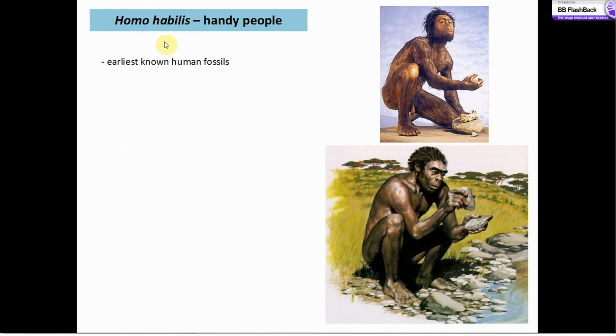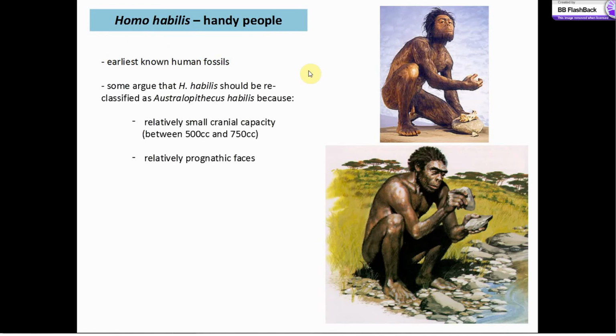So the first humans were Homo habilis. As you can tell, this just means the handy people or handymen. They are the earliest known human fossils. In fact, some authorities argue that Homo habilis isn't even really a Homo, that Homo habilis is an Australopithecus, because they had relatively small brains, somewhere between 500 cubic centimeters and 750 cubic centimeters, and they still had relatively prognathic faces.